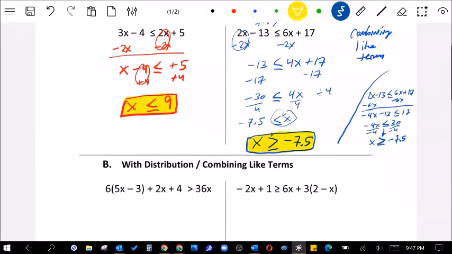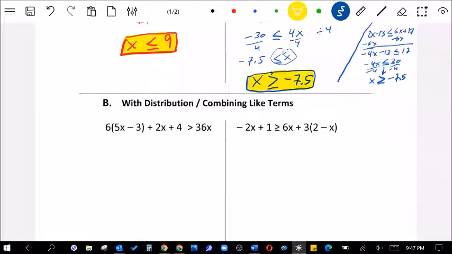So now let's go to the next step where we're actually going to do some prior work before we can isolate the x. And that is to multiply or distribute 6 in here. And you can do the same thing over in a problem like this, even though the x is not the first term. But first, we'll do this one. That's 30x minus 18 plus 2x plus 4 greater than 36x.